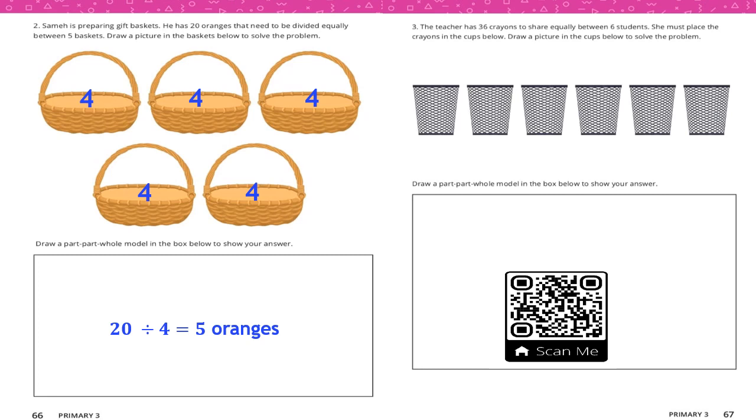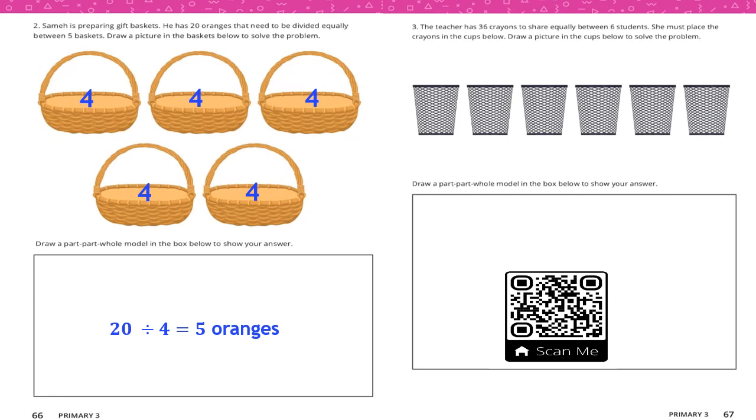The teacher has 36 crayons to share equally between 6 students. So the whole number is 36. We will put the whole number here in the first place, which will be the dividend. The dividend is the greatest number, the whole quantity.